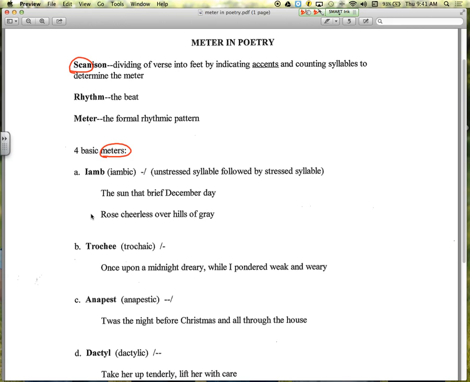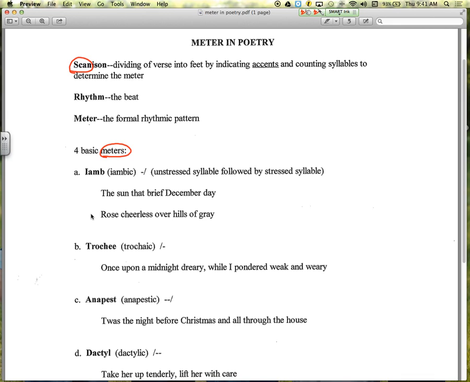Okay. The first pattern of rhythm is called iamb or iambic. And this is the most common because it's your heartbeat. And it's a very natural rhythm, and it is the most used rhythm of all of them. And basically the rhythm is an unstressed syllable followed by a stressed syllable.